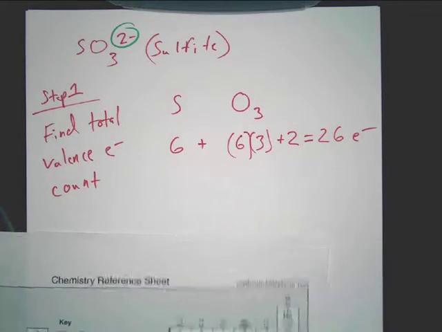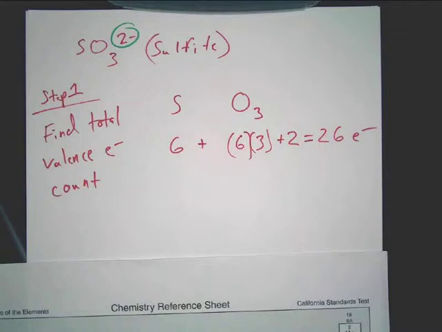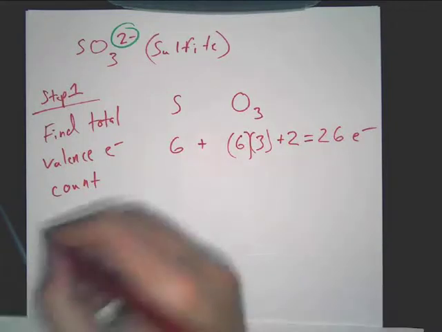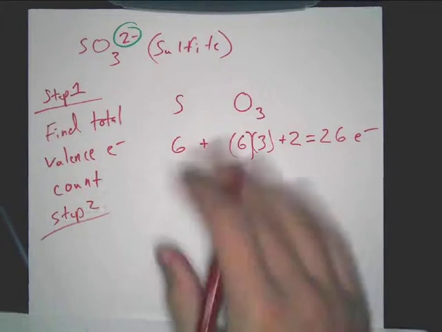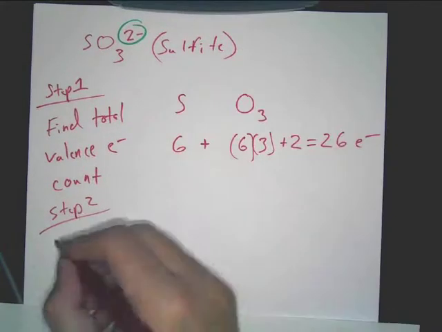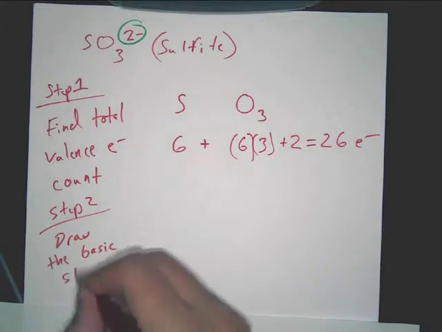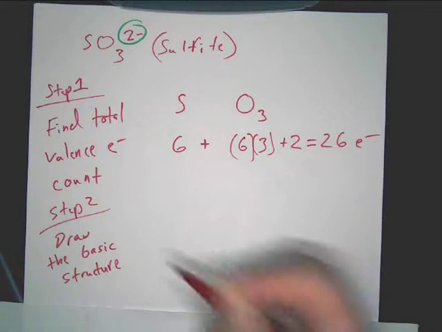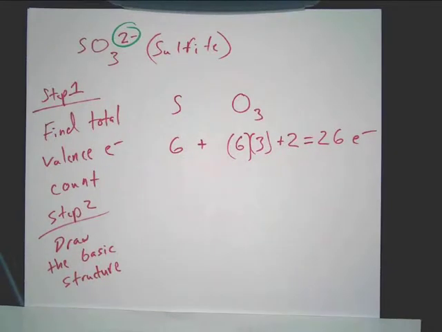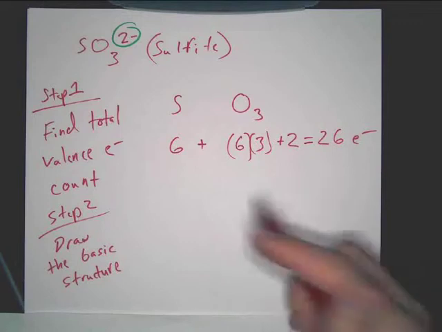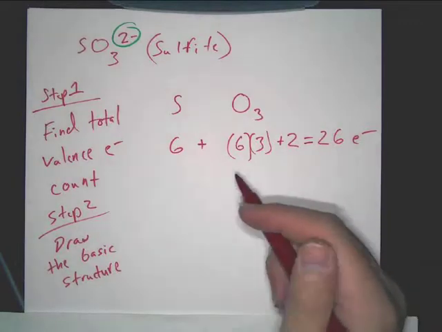Now, it's pretty straightforward from this point. Step 2 is, you can phrase it however, but just draw the basic structure. You're going to draw whatever the simplest structure possible is. The way you do that, you're going to be adding little lines that count for 2 electrons each. So, what do you think goes in the middle here, S or O? S.